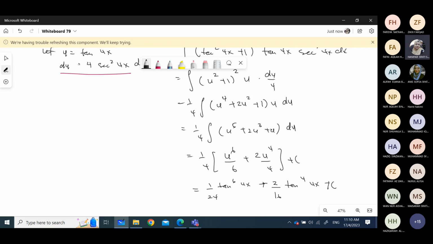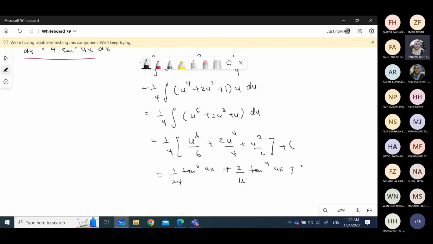Oh, ni lagi ni. Kat tepi ni, ada u lagi ni. U squared over 2, plus u squared over 2. And then plus C. So, dia ada lagi last tu iaitu tangent squared of 4x over 2 plus c. Okay, so this is the answer.